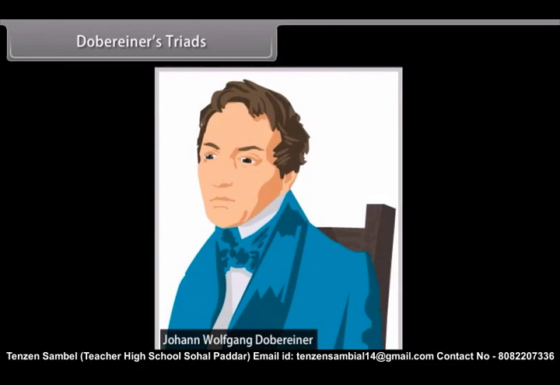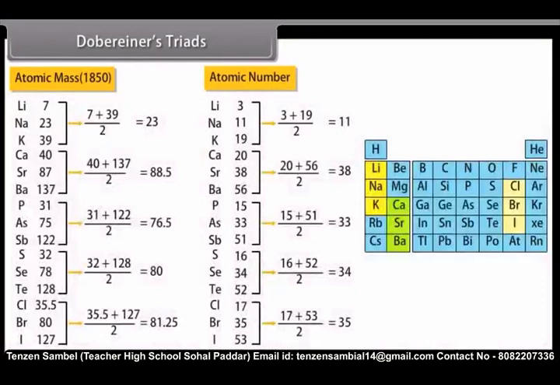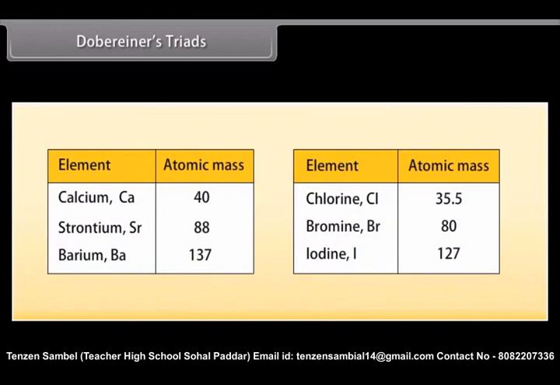He named them triads. He observed that atomic mass of the middle element of a triad was equal to the arithmetic mean of atomic masses of the other two elements. For example, in a triad of calcium, Ca 40, strontium, Sr 88, and barium, Ba 137, the mean of the atomic masses of the first and third elements is equal to the atomic mass of the second element. That is, (40 + 137) / 2, which is 88 u.